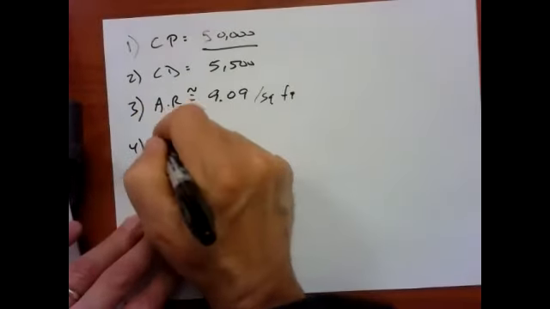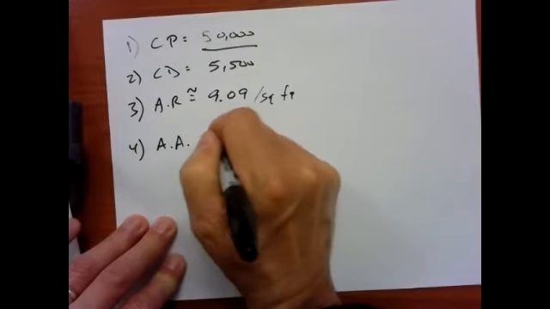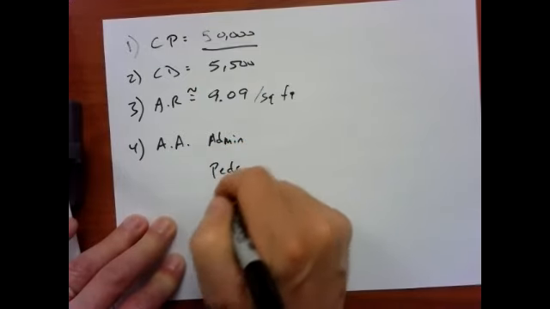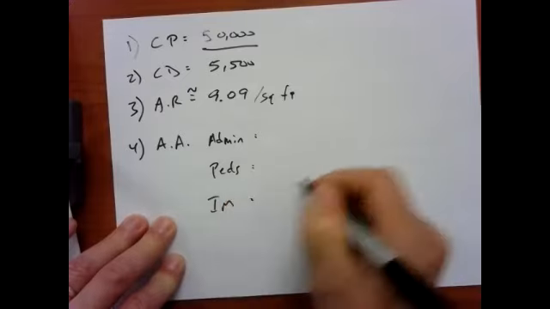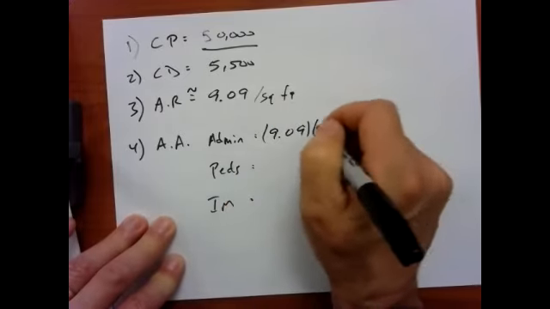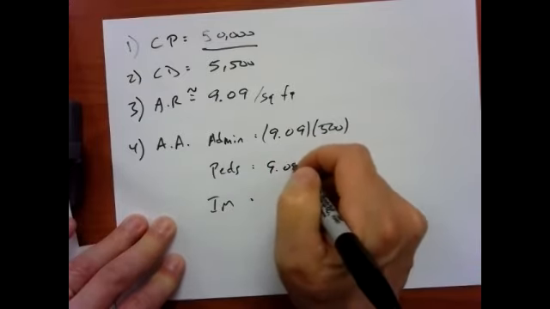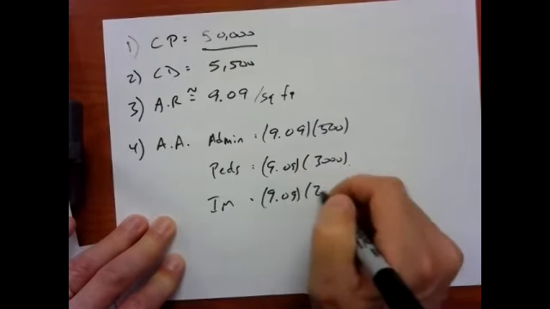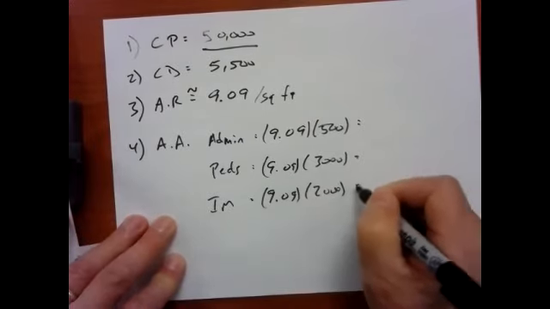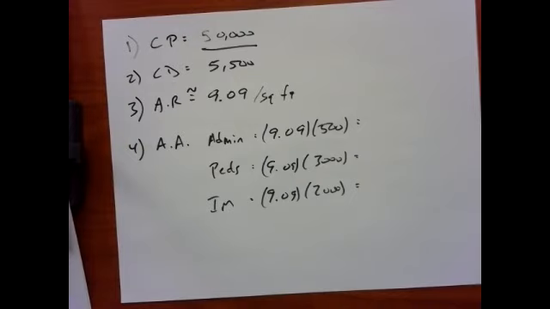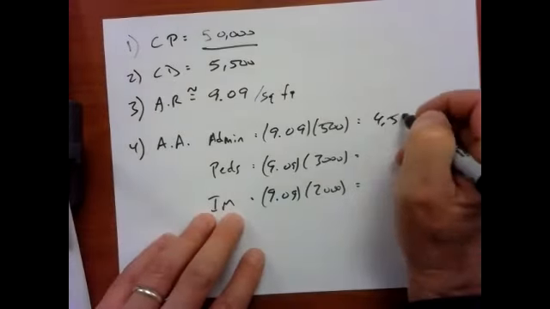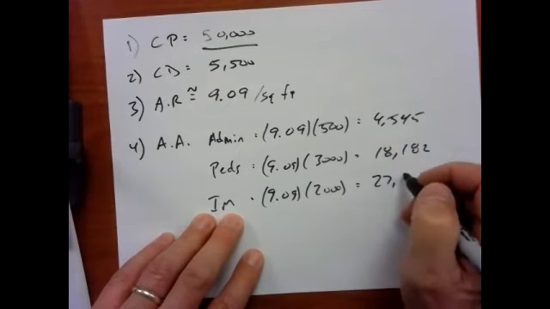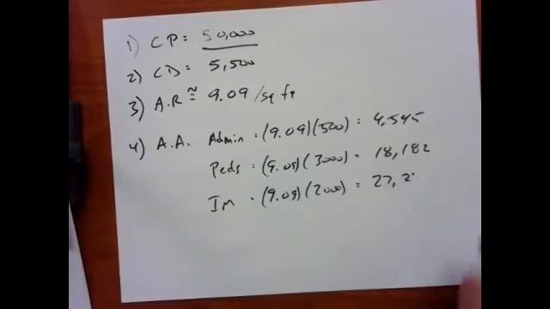But now we're going to have allocation amounts going to admin, peds, and internal medicine. So I get 909 times 500 square feet for admin, 909 times 3,000 square feet for peds, and 909 times 2,000 square feet for internal medicine. And so the amounts wind up being 4,545, 18,182, and 27,273. Why did I do that wrong?